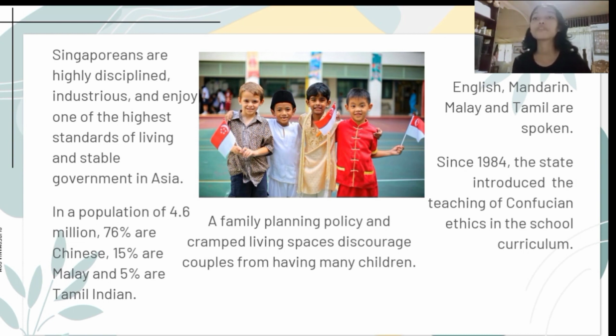In a population of 4.6 million, 76% are Chinese, 15% are Malay, and 5% are Tamil Indian. English, Mandarin, Malay, and Tamil are spoken. Since 1984, the state introduced the teaching of Confucian ethics in the school curriculum. A family planning policy and cramped living spaces discourage couples from having many children.